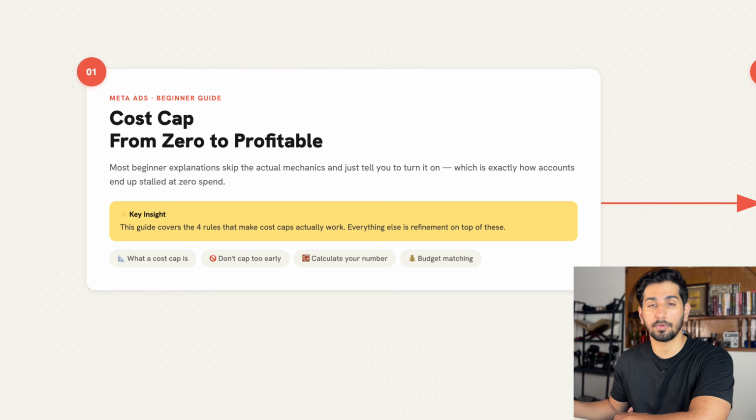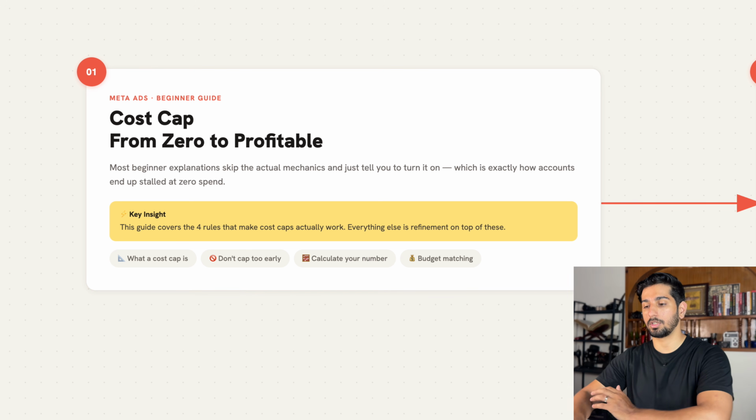If you've never touched a cost cap before, or if you are running cost cap ads and you're not getting the performance that you want, this is the only video you need to watch on cost caps, because this is going to be a complete guide for beginners when it comes to cost caps, how to run cost caps effectively, how to set them properly. I'm going to answer everything, so make sure you watch till the end. That being said, let's jump right into the video.